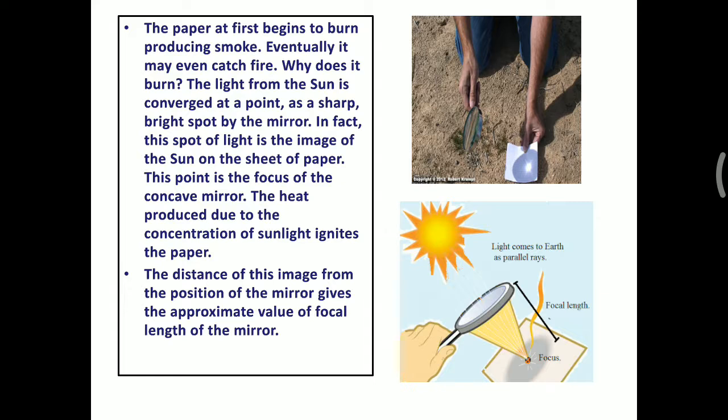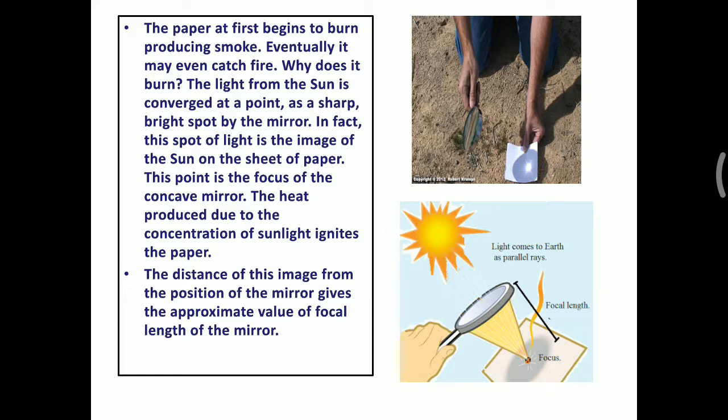Look at the second image. Here the sunlight falls on the mirror. The light comes to the earth as parallel rays. When it falls on the concave mirror, after reflection, all the reflected rays meet at one point. That point is called the focus. The distance between the mirror and that focus is called the focal length.